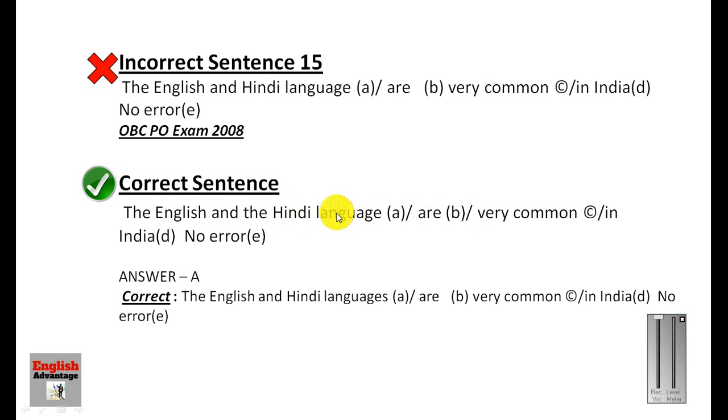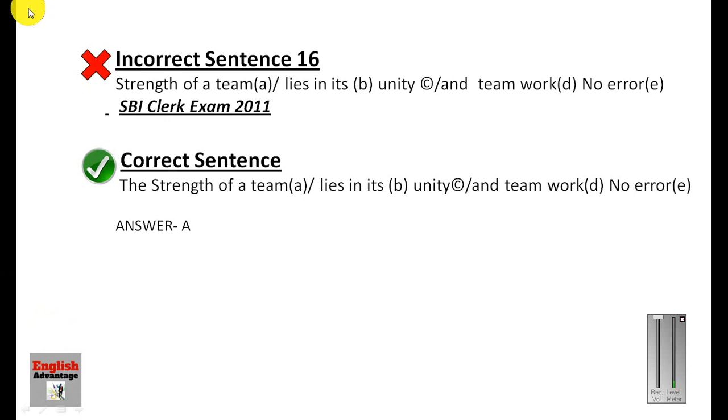So the mistake is here in the A part. But if you are making the languages plural, you don't have to repeat this the. You can say like this, the English and Hindi languages. I am making it plural, so this sentence is also correct. This way you can also use it. So this is also very important. It came in the OBC Bank PO exam 2008. Now let us see the next question.